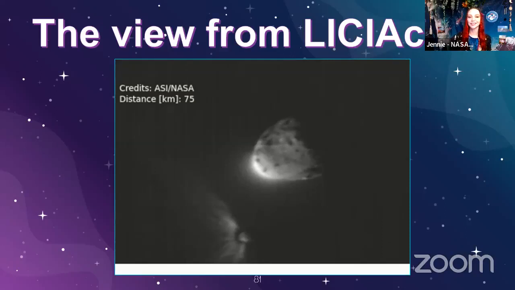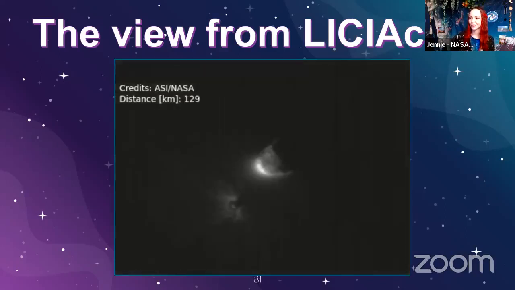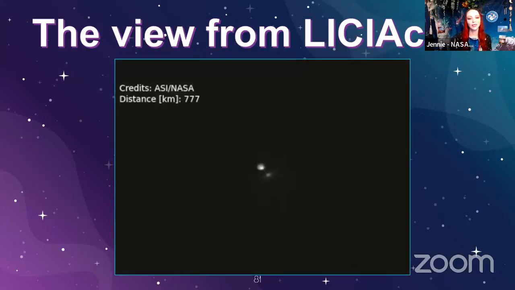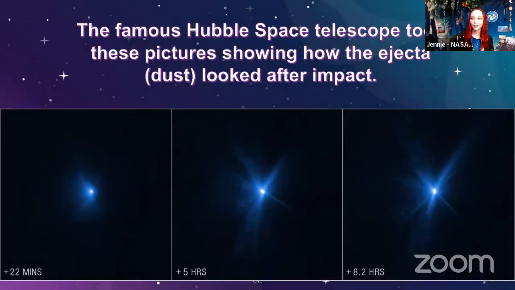I just want to talk about exactly how much it was able to move it. So here's a different view of it. Let's look at a few more views, and I heard at least one person predict that it did move the asteroid. We'll talk about, yes, it did, and how much it moved the asteroid. Here are some other pictures that Hubble Space Telescope took, showing how that dust, or ejecta, looked after the impact happened. This is 22 minutes, 5 hours, and 8.2 hours after the impact. This is what the system looked like, and that's all that dust, because the spacecraft hit it so hard that it sent all this dust flying.